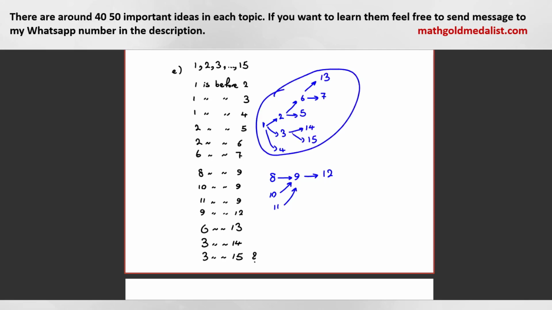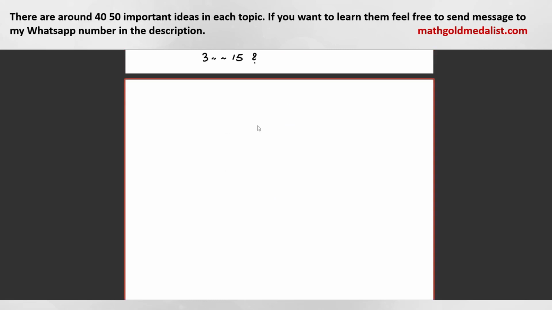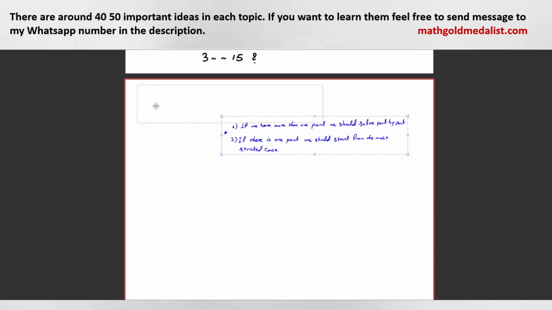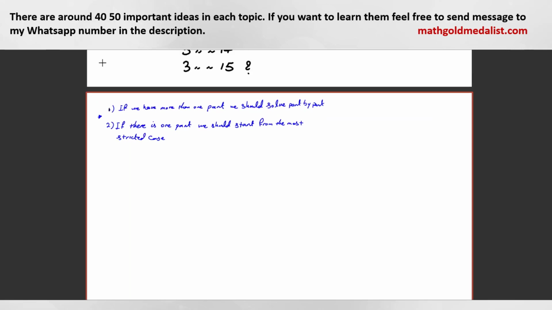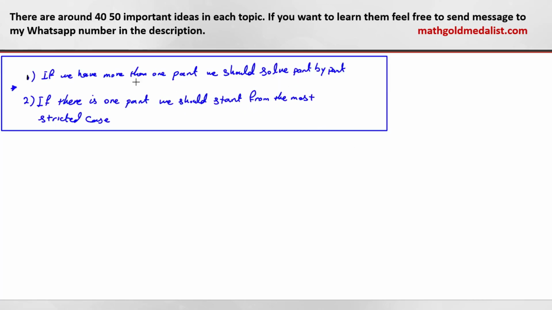Yeah, we have two parts that are not related to each other. Let me tell you, if you want to consider the idea for these problems, the background idea is only these two conditions. First, if you have more than one part, we should solve part by part. If there is one part, we should start from the most restricted case. Okay?